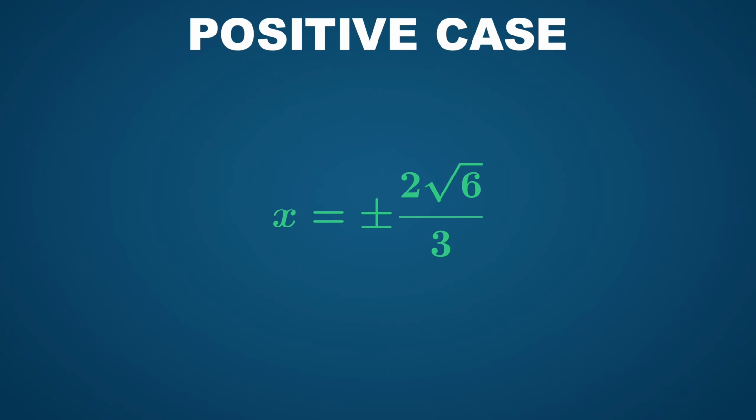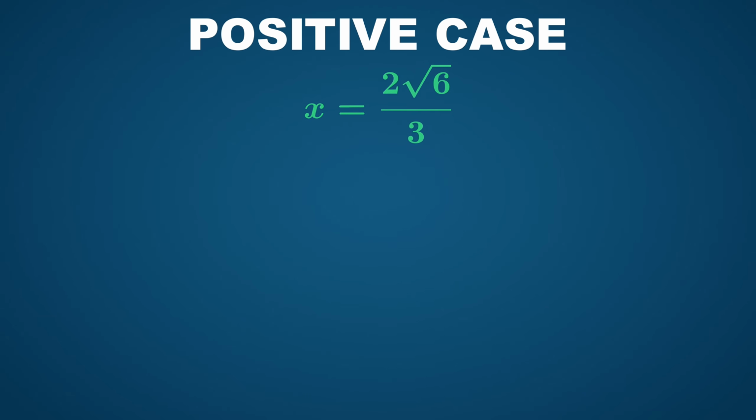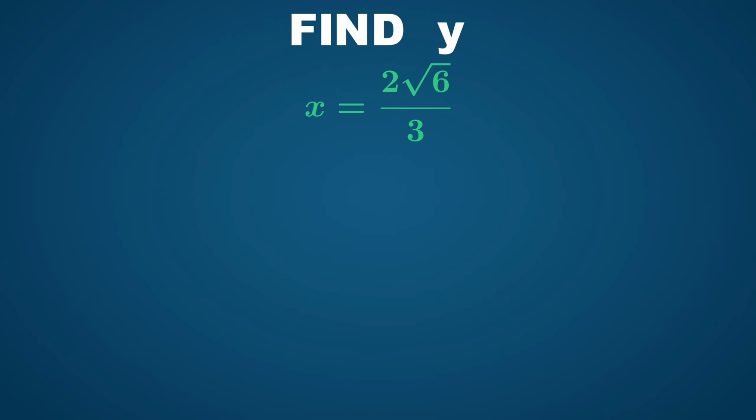We will first do the calculations using the positive value for x. Let us set x equal to positive 2 times the square root of 6 over 3. We need to find the corresponding numerical value for the variable y. Our earlier derived equation was y equals the number 2 divided by x. We substitute our positive value of x directly into this exact equation. We get 2 divided by the entire fraction 2 root 6 over 3.